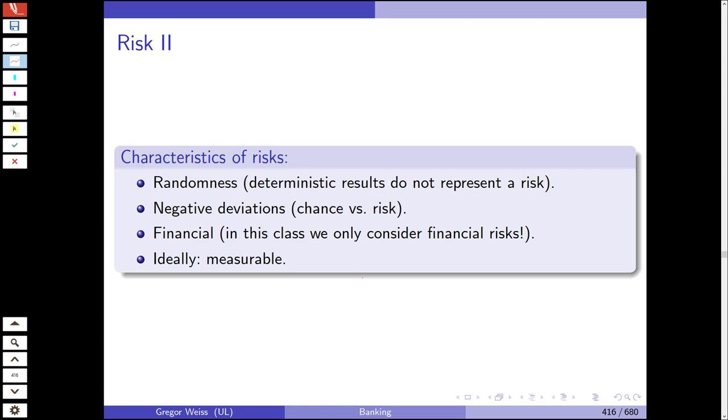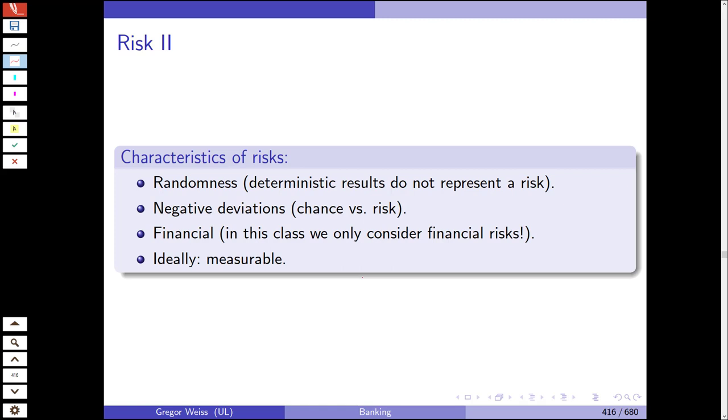I'll give you an example where you should see that sometimes extremely high and unexpectedly high profits can also pose a risk. It should be financial. We are looking at financial institutions, financial risks. So we don't really care about strategic risk or sometimes even reputational risk. That is unfortunate for the company, but usually nothing we can really manage in risk management.